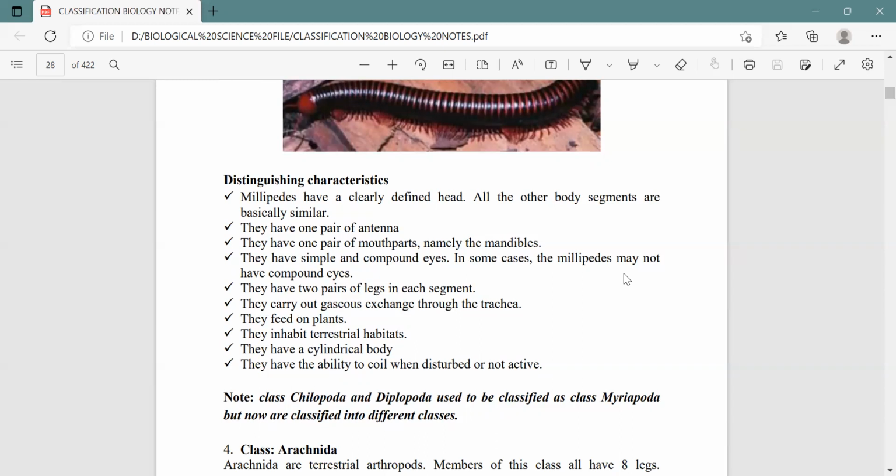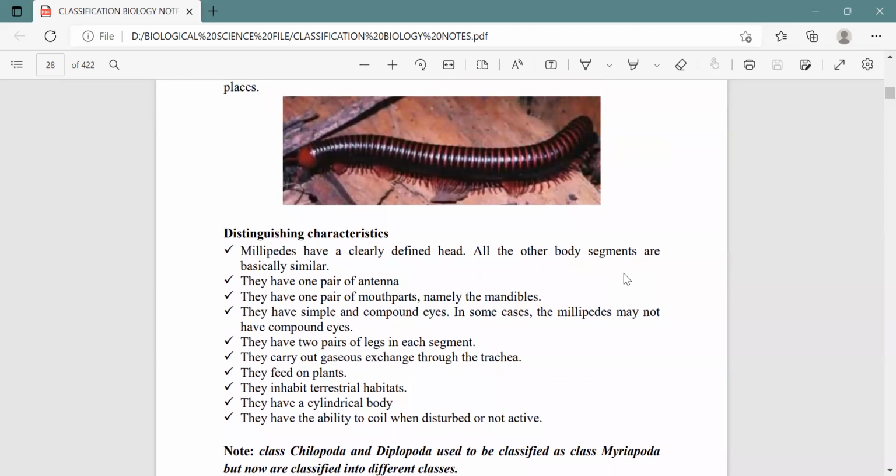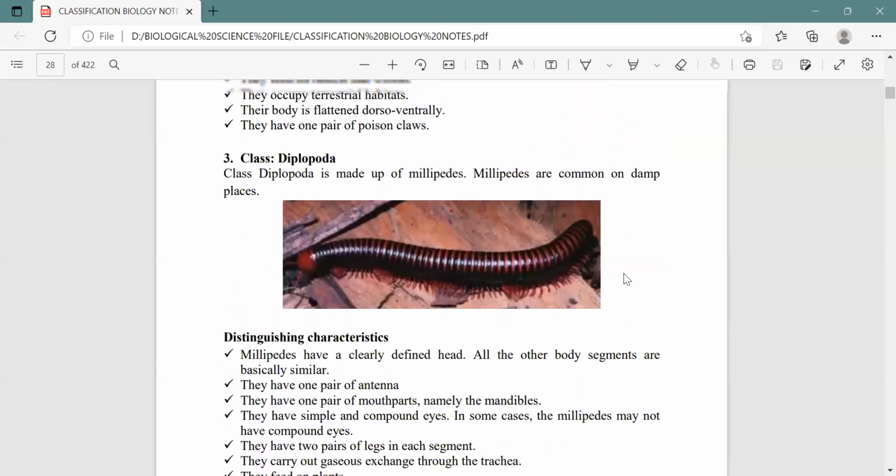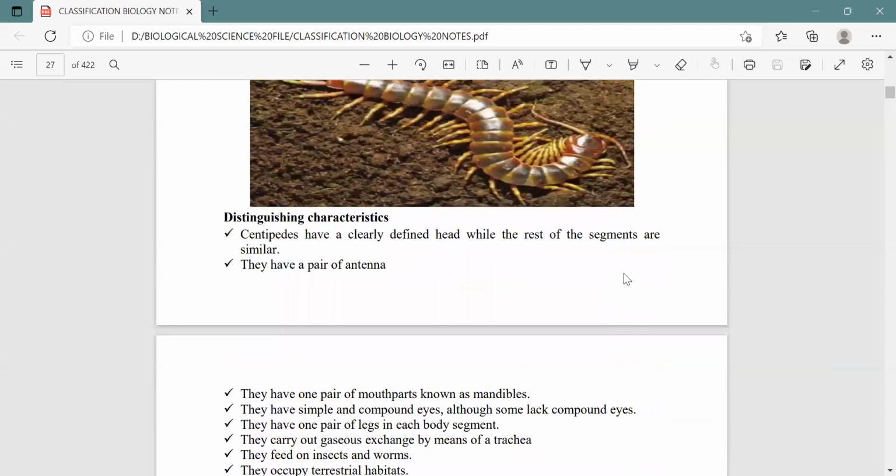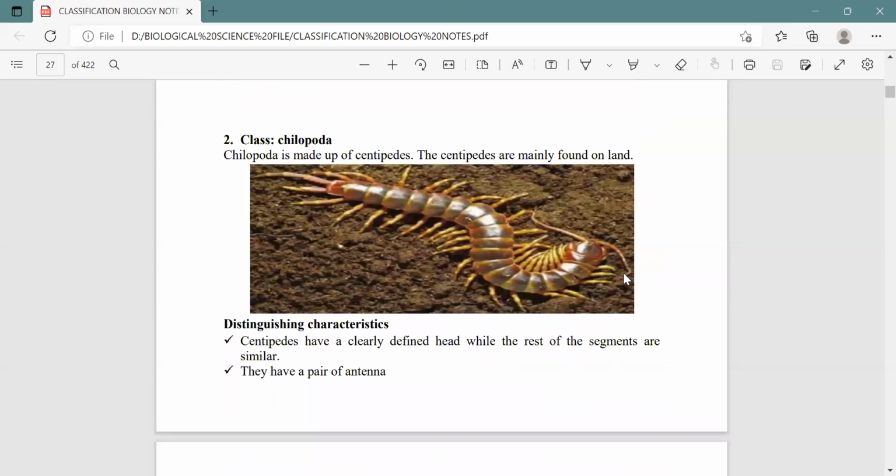But going back to our discussion, the millipedes are the class Diplopoda. Then the centipedes are the class Chiropoda. They somehow look similar. Like the Baganda have what we call kamwaka. This one in the diagram is called siga. They call it siga, but they have also what we call kamwaka. Now kamwaka and siga are both placed in class Chiropoda.